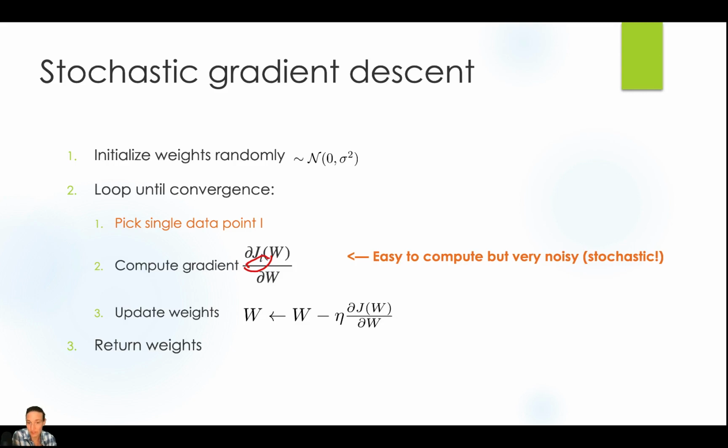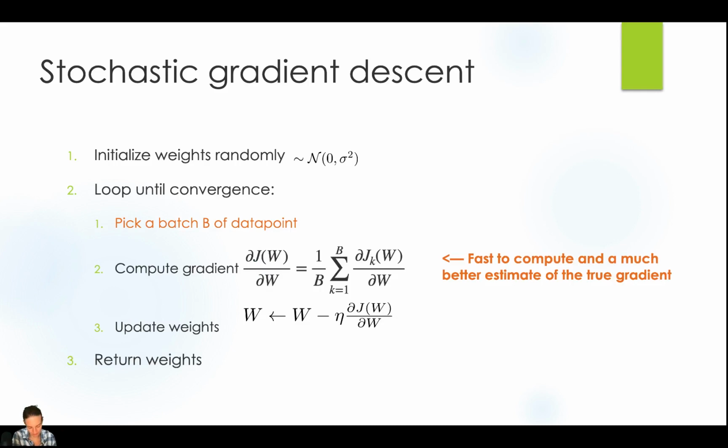Okay. So this is very easy to compute, but it gets very noisy because it's stochastic, right? You're calculating this for one data point. So it's going to be different if you use a different data point. It's not going to be optimized for the same ways. So small variation, which is what in the end we call stochastic gradient descent.